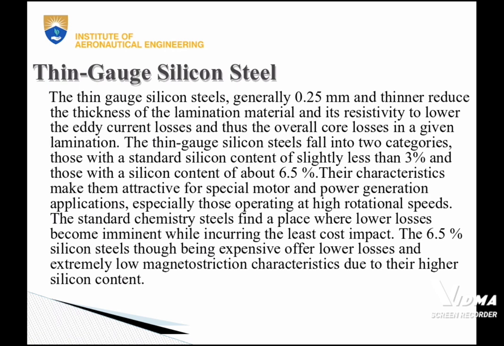The standard chemistry steels find a place where lower losses are needed while incurring the least cost impact. The 6.5 percent silicon steels, while more expensive, offer lower losses and extremely low magnetostrictive characteristics due to their higher silicon content.